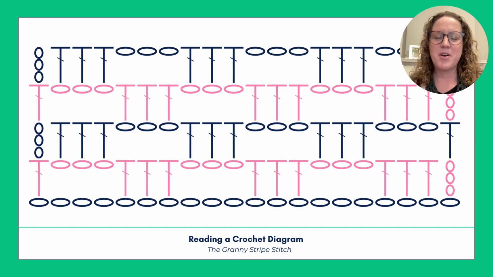Crochet diagrams are a visual representation of how you are going to work your pattern. They lay all of the stitches out in a visual format so that you can follow the picture and understand what you need to do to finish through the pattern. In the remainder of the video, we are going to work through the granny stripe stitch, and I'll walk you through the diagram step by step.